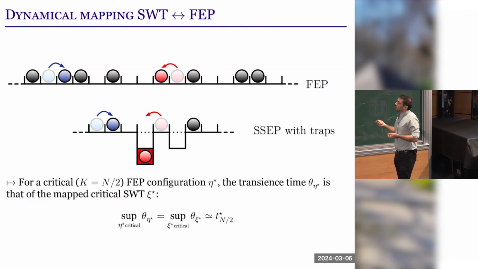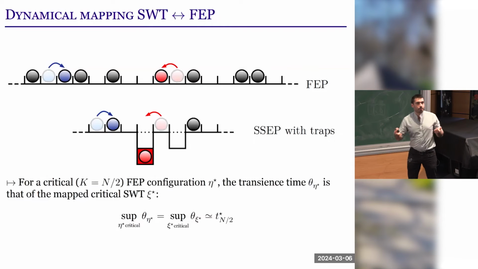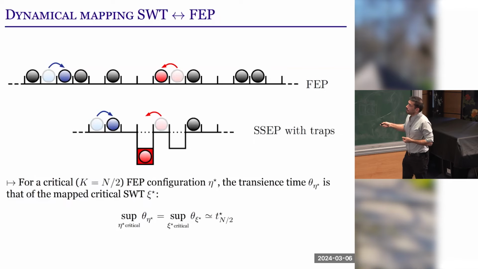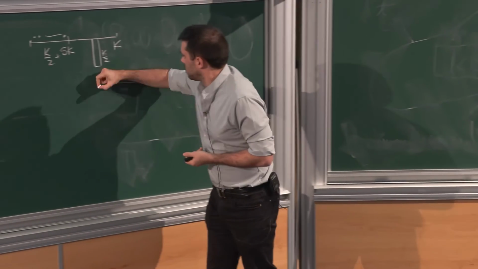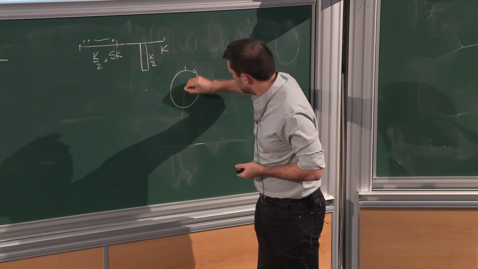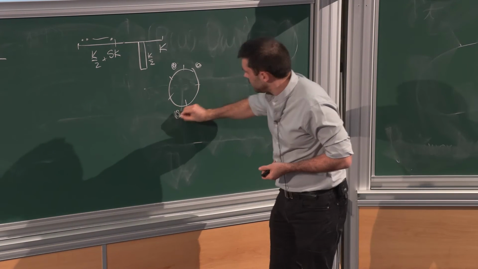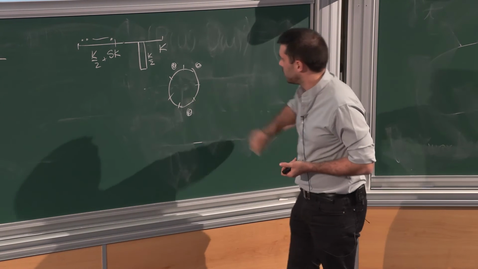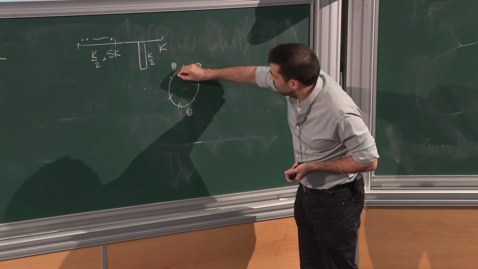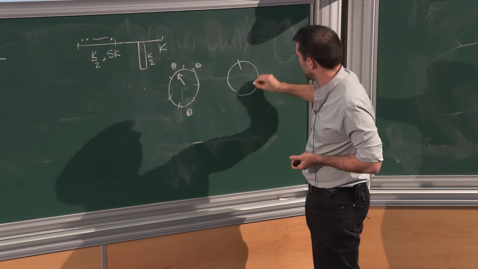And now you can take a look at what happens for a critical FEP, which is one with exactly half the sites occupied. This critical FEP you're going to be able to map to a critical SSEP with traps. Let me represent it this way, for example. Of course I chose an odd number, so maybe let us look at this one. You start your mapping, for example, from this site. You have 3 particles, so your SSEP with traps is going to have 3 sites.